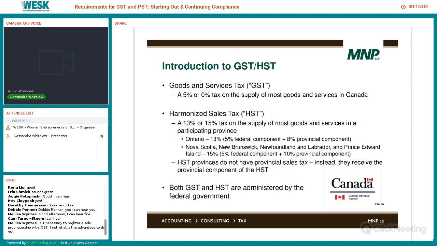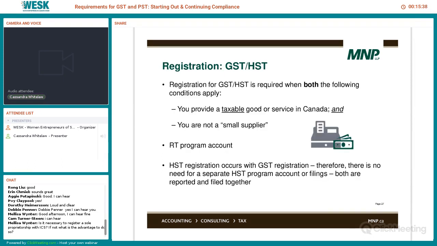So GST and HST are essentially a tax on the supply of most goods and services in Canada. GST is either at a 5% rate or a 0% rate. Then for provinces that have HST, so this will be Ontario, Nova Scotia, New Brunswick, Newfoundland, and Prince Edward Island. These provinces have harmonized their PST with the GST, so their provincial sales tax is included in the harmonized sales tax, and it's administered by the federal government. So you make all your remittances and all your payments and all your filings to the CRA, and then the CRA sorts out the provincial allocations after the fact.